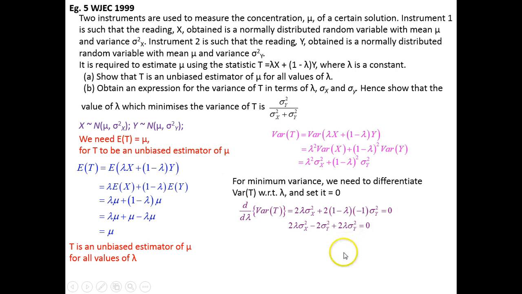We need a value for lambda, so we can take the 2 sigma y squared over, divide by 2, take out the lambda and divide by the resulting bracket, and we have the needed expression for lambda, which would give the minimum variance of t.